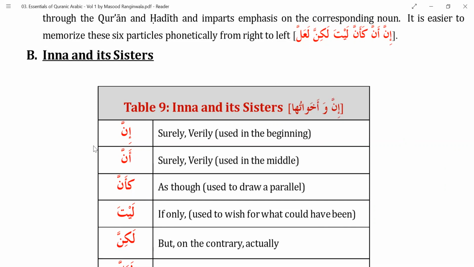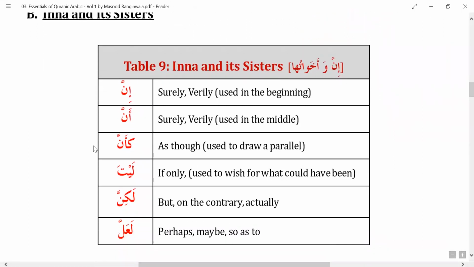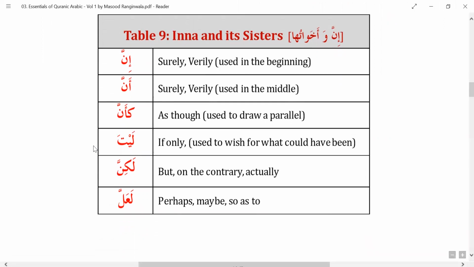Laita is when you just wish, like if something could have been, oh I wish. For that there is a word in Arabic, it is called laita. You can translate it as if only. Lakinna, those who know Hindi and Urdu, this word will be very easy for them. It's just like saying lakin. So lakinna meaning but, or on the contrary, actually, lakinna, this is the case. So actually, on the contrary.